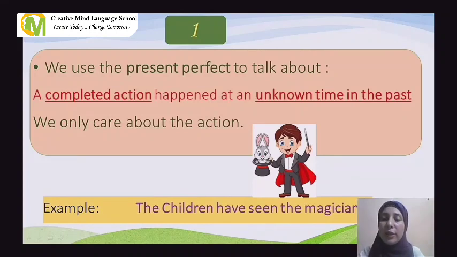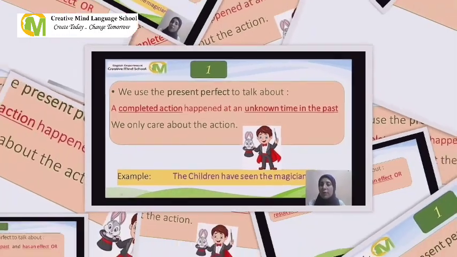Example, the children have seen the magician. Here, in this example, the most important is the action. What is the action here? Seeing the magician. Action. To see.